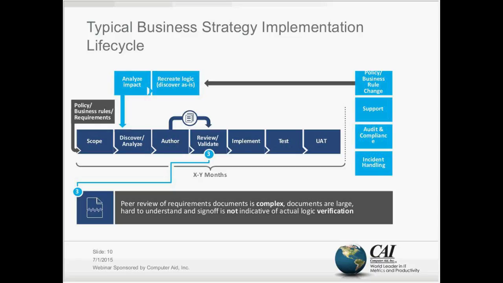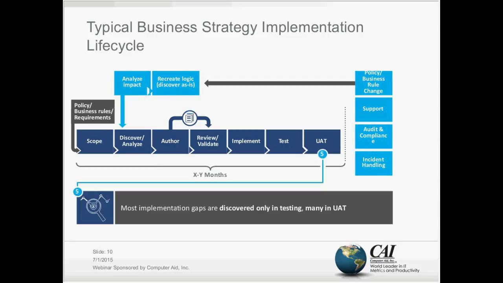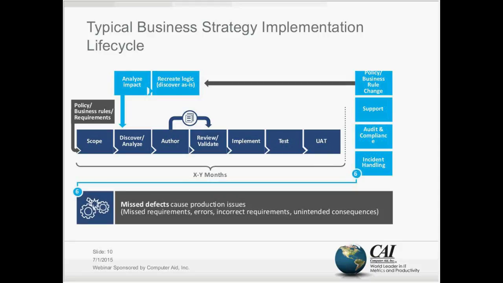So, not a living aspect of as-is logic. Root cause analysis, support questions, or compliance reviews require manual extraction of existing logic from applications. So have you ever experienced the need to audit a particular requirement from an existing system? How does that audit proceed? Very seldom can that audit go to the actual requirement document. Invariably, the audit then ends up by looking at the code. And the dependency is always on those few knowledgeable individuals, the sort of tribal knowledge of the system. Most implementation gaps are discovered only in testing, and many in UAT. And so frequently, business rules, which are one expression of requirements, are actually developed in UAT itself. And then missing defects result from this kind of approach, causing production errors, missed requirements, just blatant errors, incorrect requirements, unintended consequences.